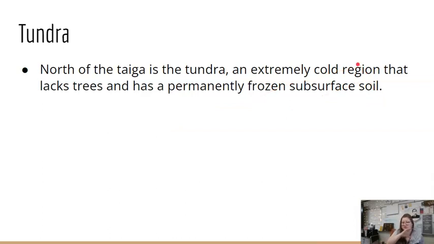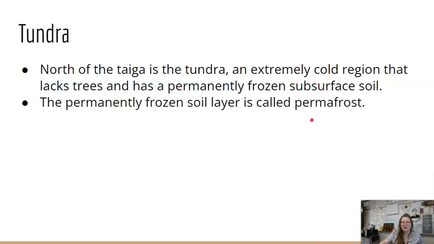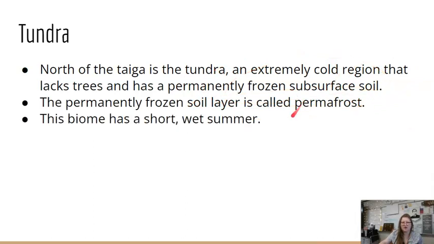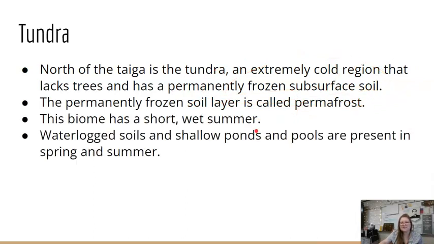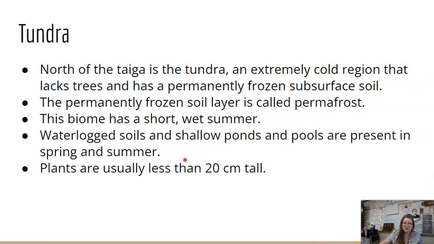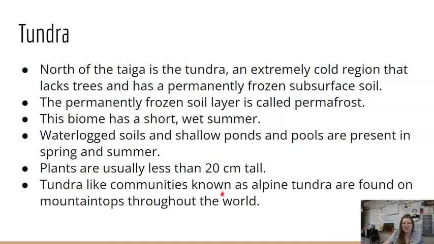So the first layer of soil below the surface is frozen permanently. That layer of frozen soil is called permafrost. This biome has a short, wet summer. Waterlogged soils and shallow ponds and pools are present in the spring and summer, but they freeze in the winter. And plants are usually less than 20 centimeters tall. They're really small because they can't put their roots too far down because it's frozen.